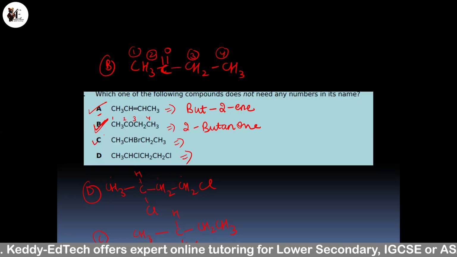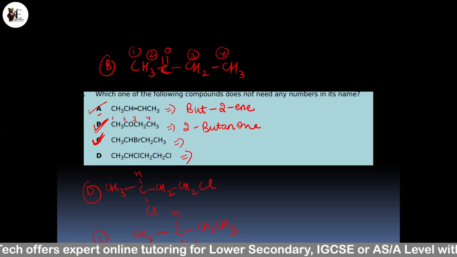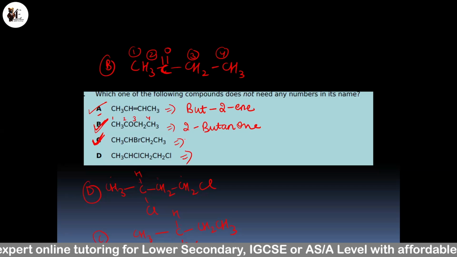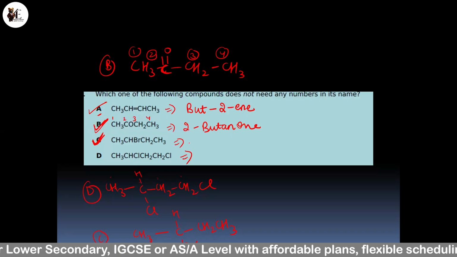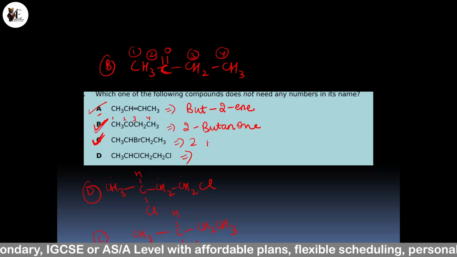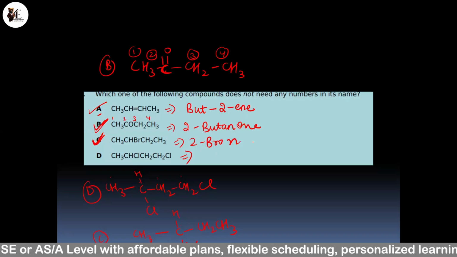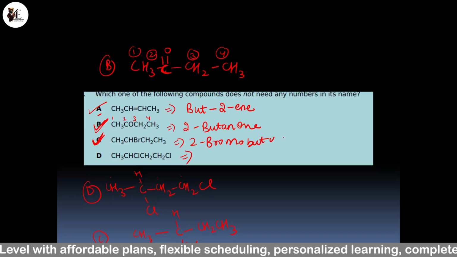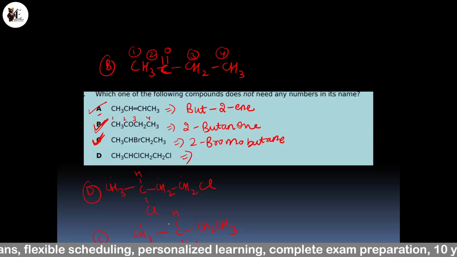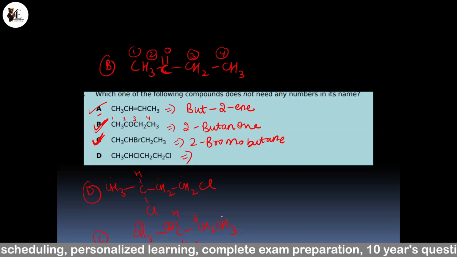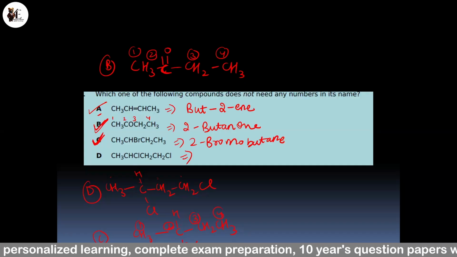Alicia, tell me the answer of C part. Now, what is the IUPAC name of this C compound? 2-bromobutane. Very good. It is 2-bromobutane, because counting will start from where the functional group is nearest. 1, 2, 3, 4. 2-bromo and butane.